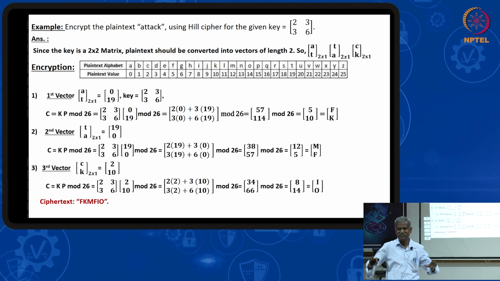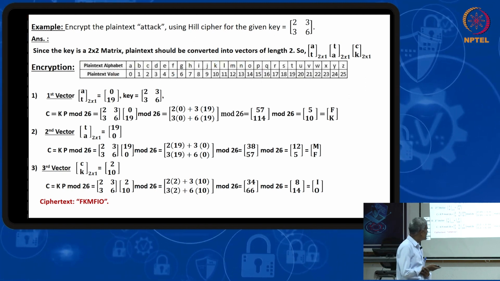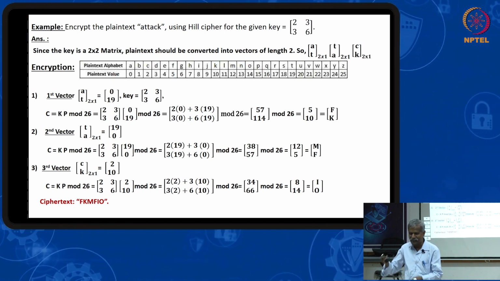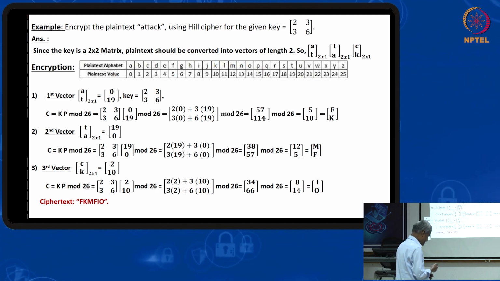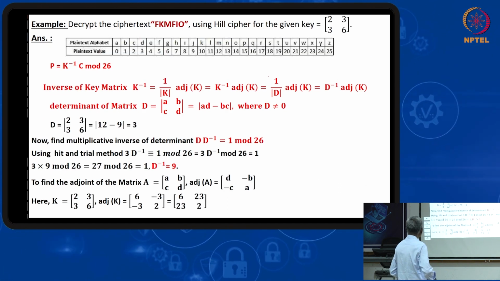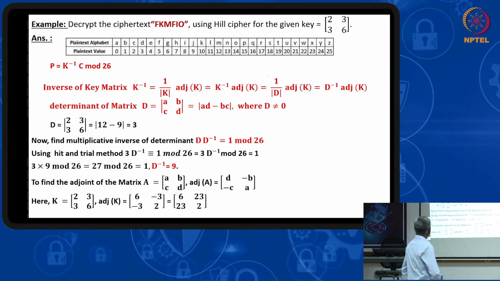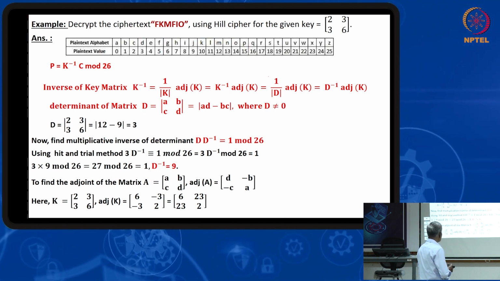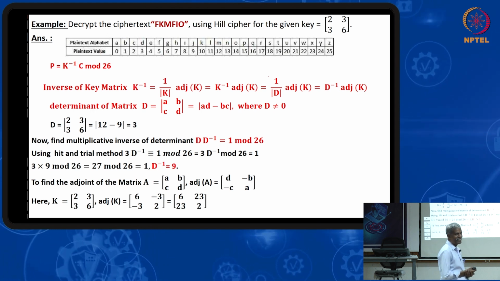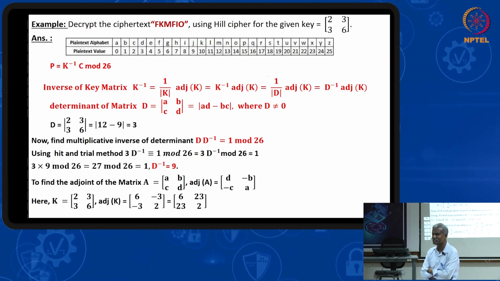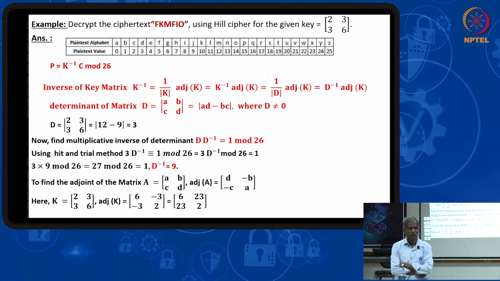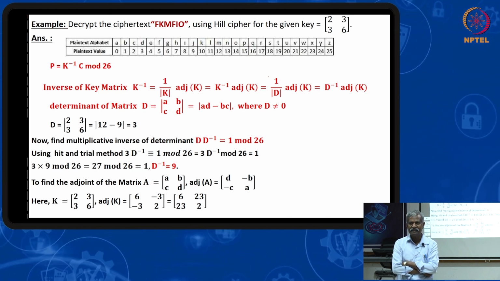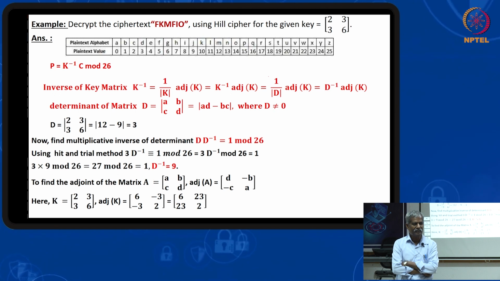Are you able to understand all the three? Okay. So we have converted the plain text into ciphertext. Now we have to convert the ciphertext back into plain text. We have to do the inverse. For doing this, P equal to K inverse C mod 26. K inverse equal to 1 by determinant K into adjoint K. This is the formula. You know the matrix inverse formula. What is the inverse of a matrix? Let us say the matrix is A, it is 1 by determinant A into adjoint A. So how will you find the determinant of A?